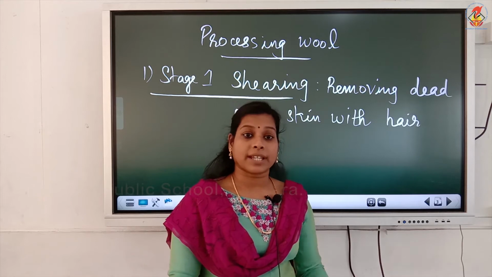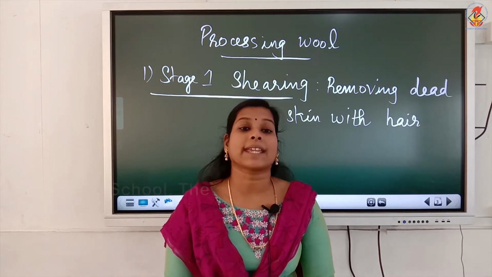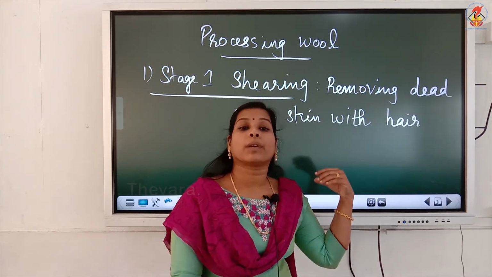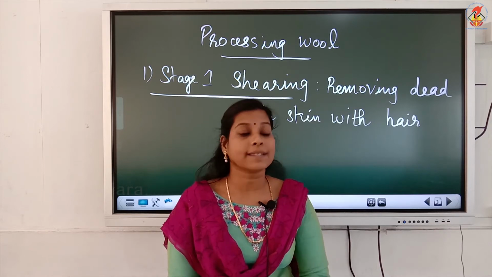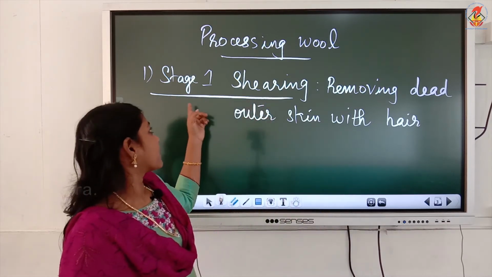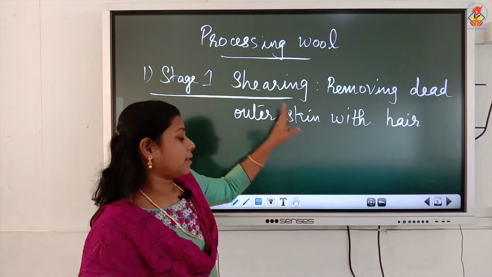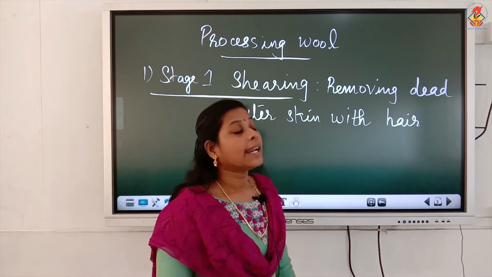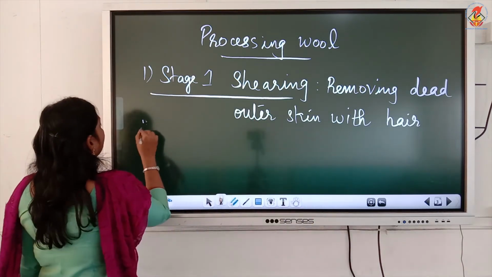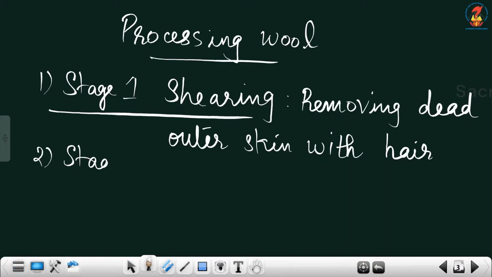So, shearing is the removal of outer skin which is dead along with the hairs. That process, that is stage 1 of processing of wool, that is shearing. Okay. Now we can move to the second stage, stage 2, that is scouring.